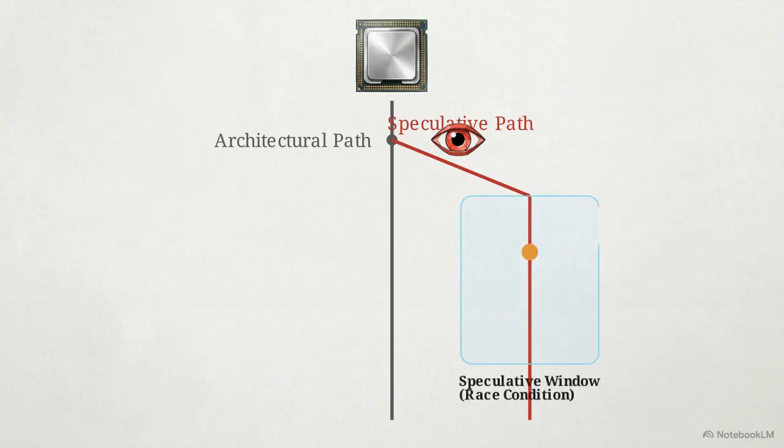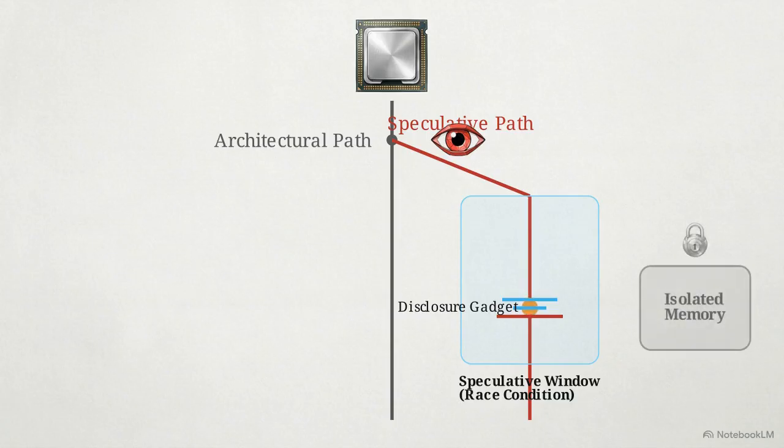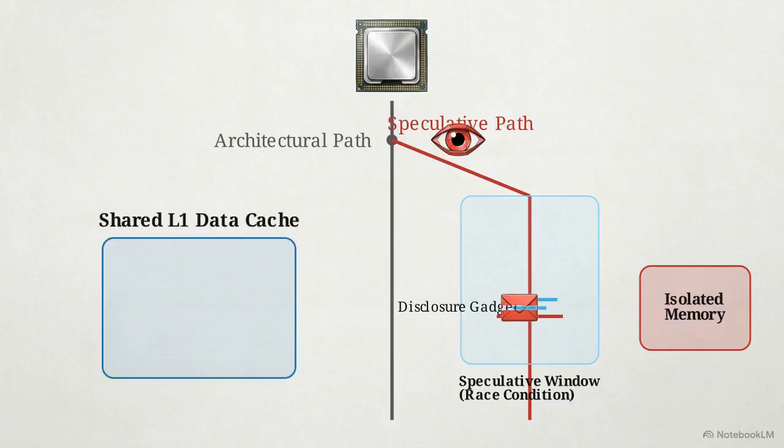By manipulating the processor's prediction logic, an attacker intentionally forces the CPU down an incorrect, non-architectural path. This creates a race condition. Before the CPU realizes it has taken the wrong path, a disclosure gadget within the speculative execution window accesses strictly isolated memory and pulls that secret data into a shared cache area.